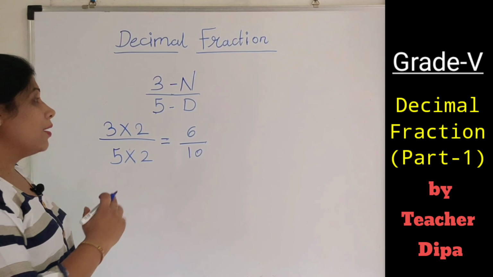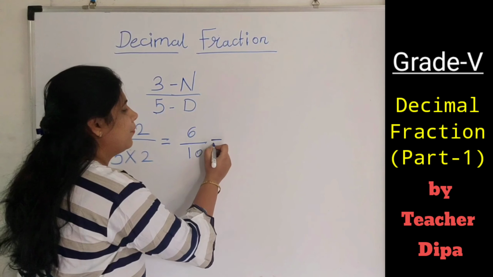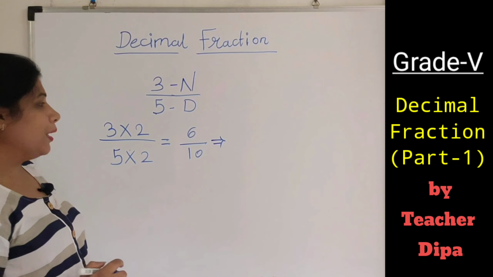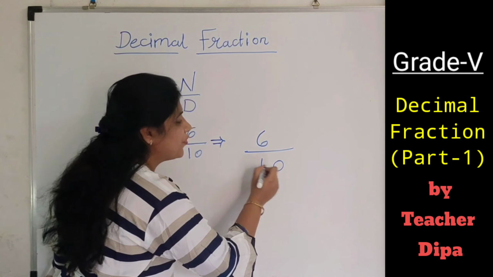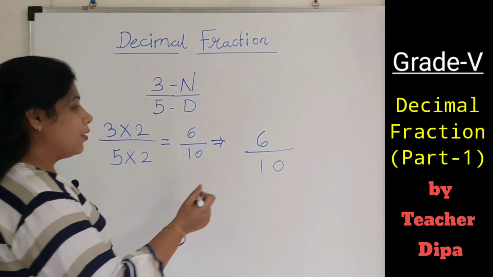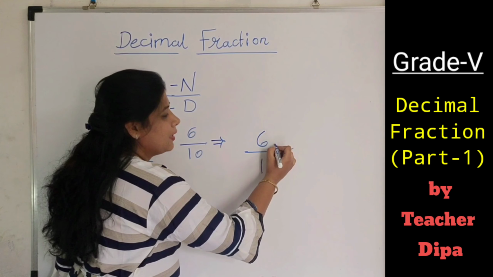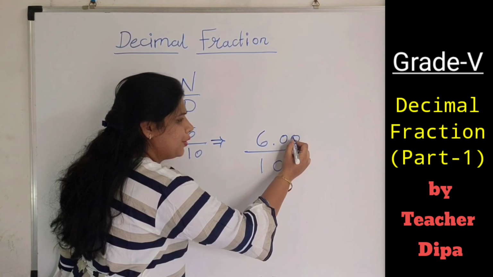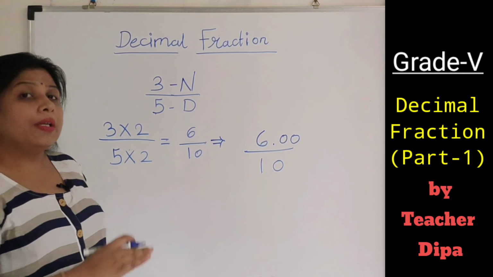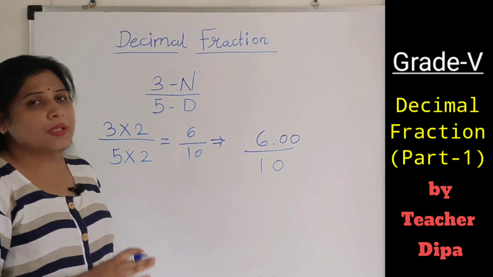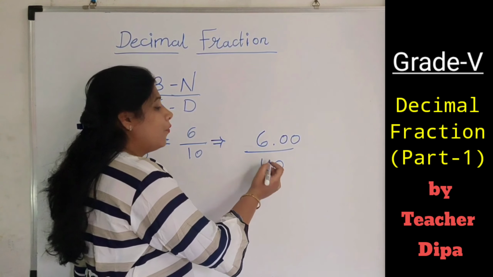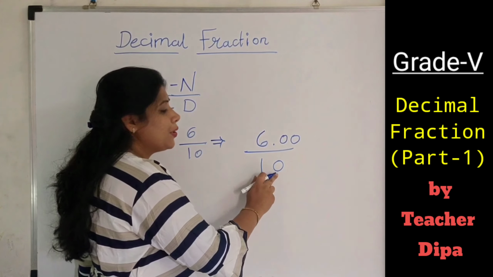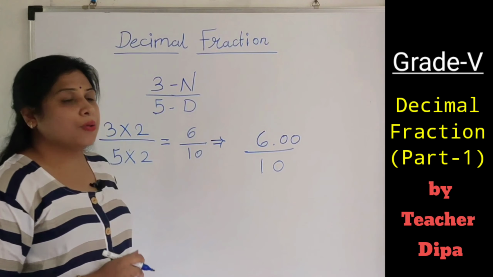Now, how do we convert it into the decimal fraction? For that, there are two methods. First, 6 will be written as it is, and you have to check the decimal of the numerator. So this 6 can be written as 6.00. After giving the decimal point, if you put 00 many times, the number doesn't change its value. Now we have to check how many zeros are there in the denominator. Here the number is 10 and zeros are 1.